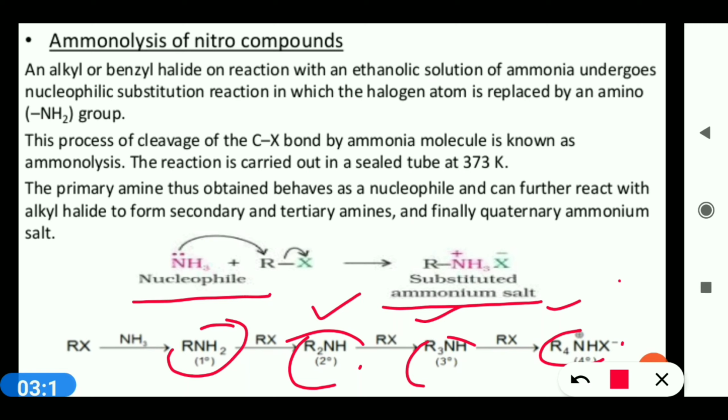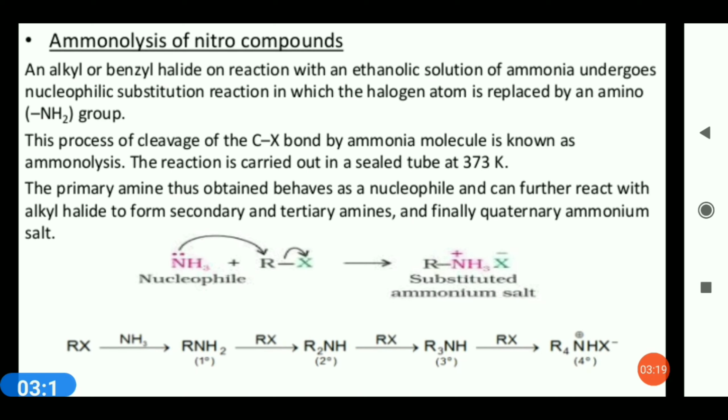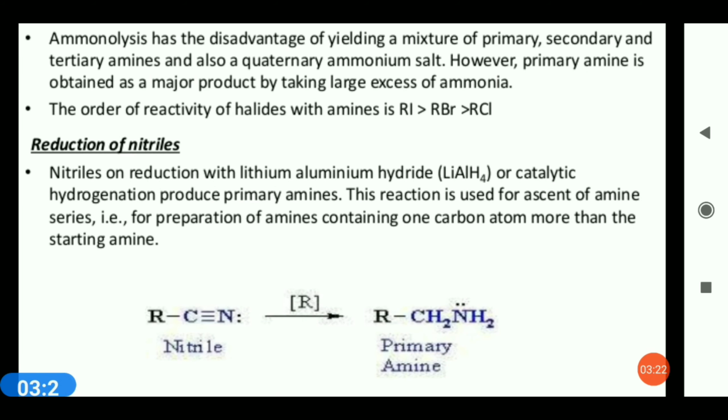This reaction you have already seen in chapter 1 of organic chemistry, haloalkanes and haloarenes. Ammonolysis has the disadvantage of yielding a mixture of 1 degree, 2 degree and 3 degree amines along with the quaternary ammonium salt. So the primary amine is obtained as a major product by taking a large excess of ammonia. But you will get a mixture of products, then you have to separate them out. The order of reactivity of halides is RI, then RBr, then RCl, as you know from the first chapter.